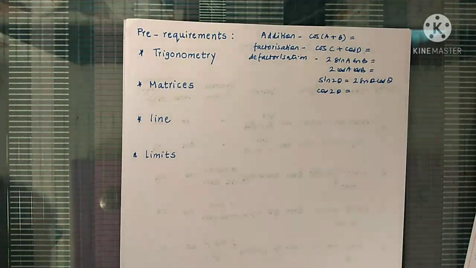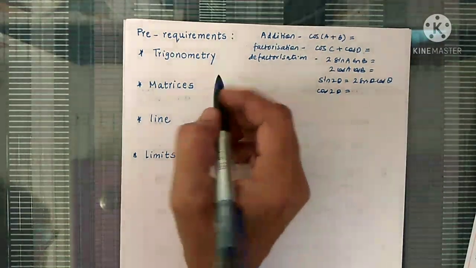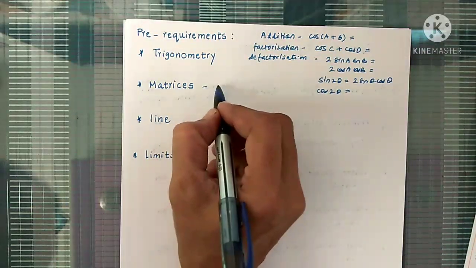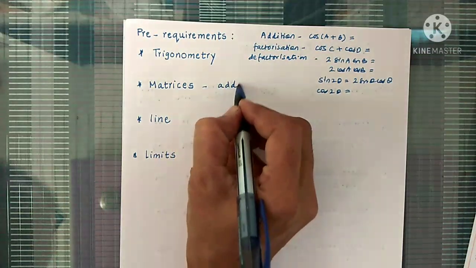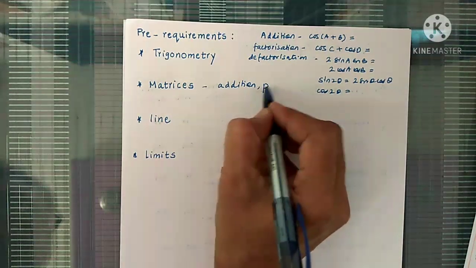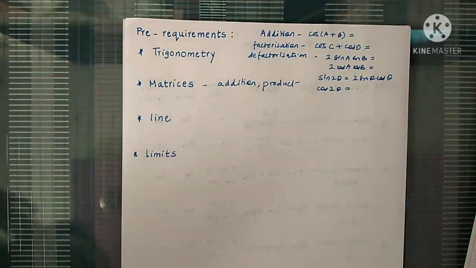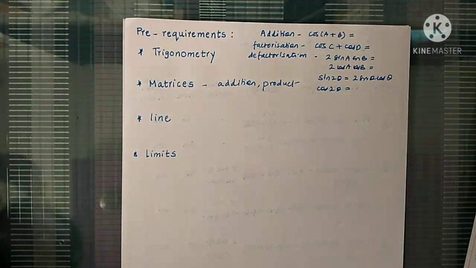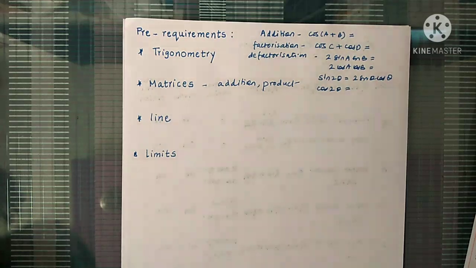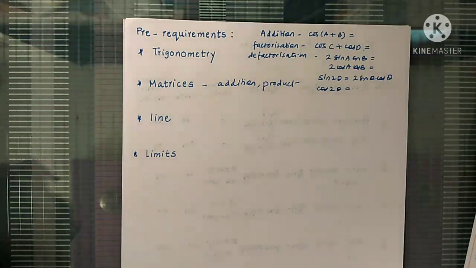Okay. So the next topic required is matrices. In matrices what we need is algebra of matrices. That is, we need addition of matrices and multiplication of matrices or product of 2 matrices. So this is only needed from matrices. Line, we have to complete that. So whatever topic we need, first of all we will complete that topic and then we will be studying the line part from 12th standard.